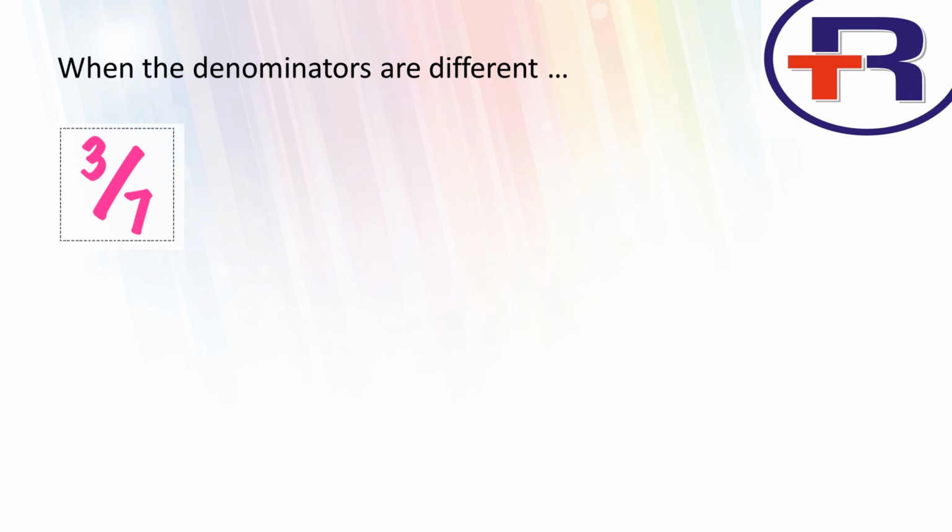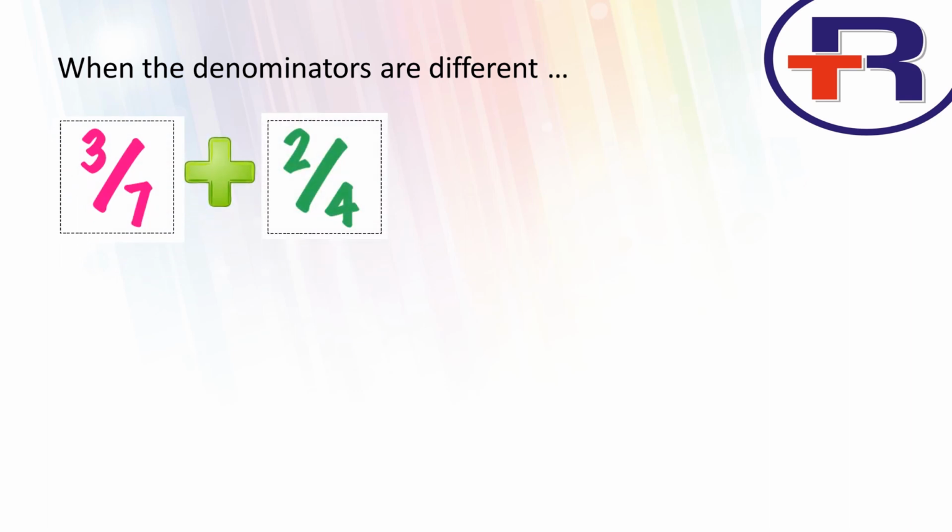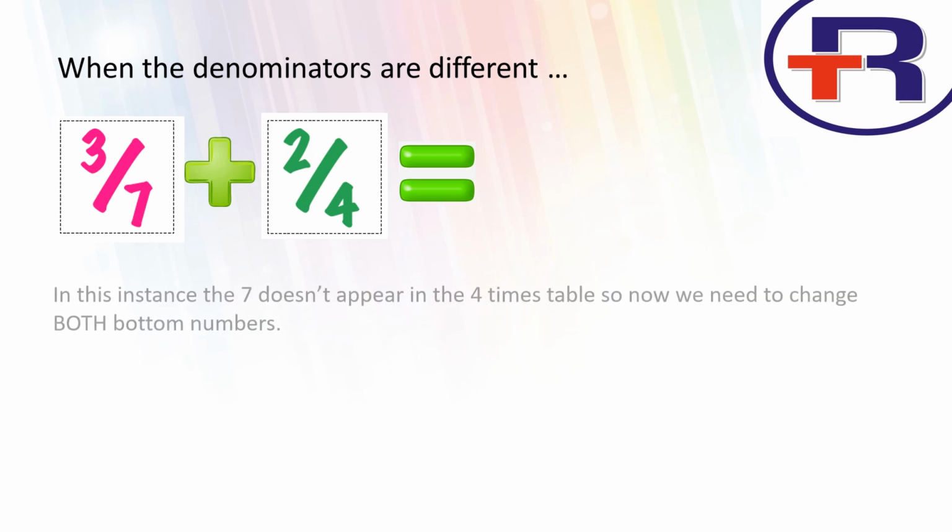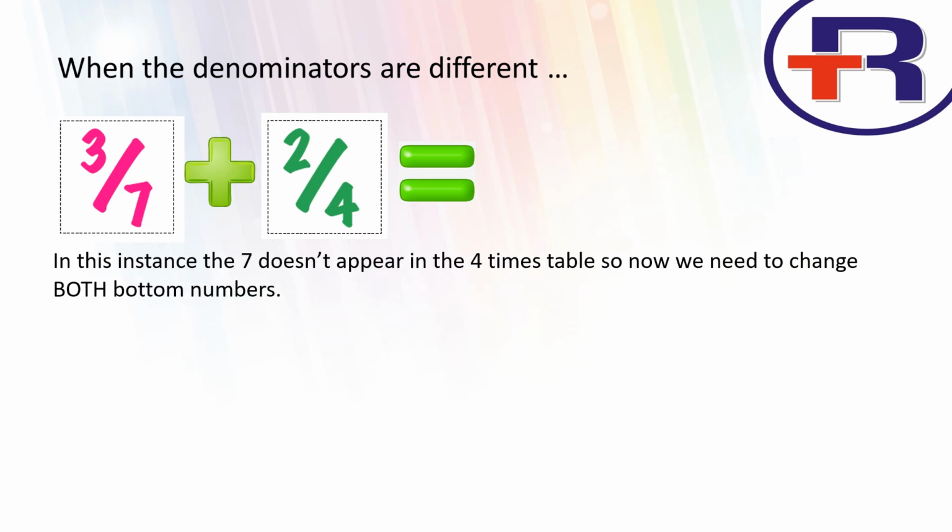Sometimes number recognition doesn't work and we have two different bottom numbers, in this case a 7 and a 4, where the 7 doesn't appear in the 4 times table. So what we have to do here is change both bottom numbers. We have to find a common multiple of 4 and 7. So we need to know our 7 times table and our 4 times table.